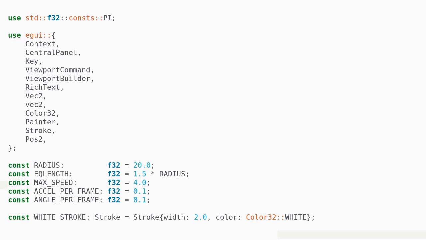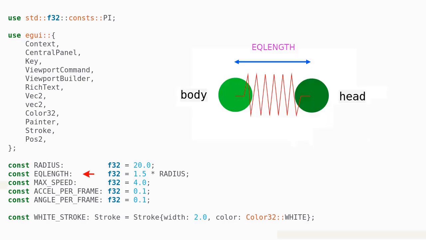Let's examine the code. This is the pi value. This is the use definition, nothing special here. These are some constants we will use soon. This one is important, representing the equilibrium or rest length at which the force generated by the spring is 0.